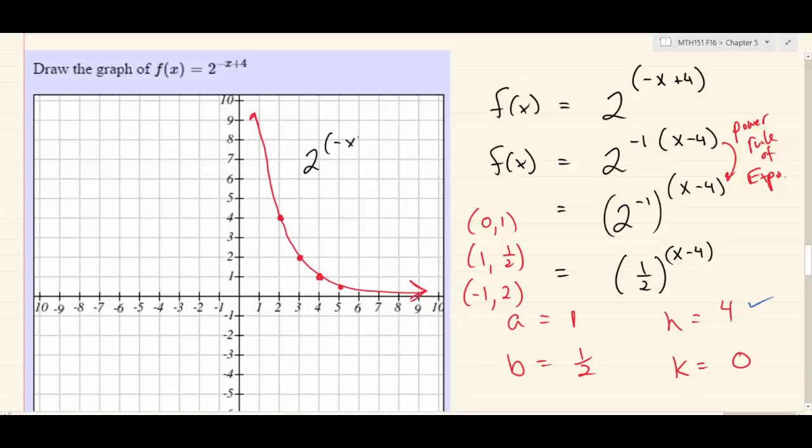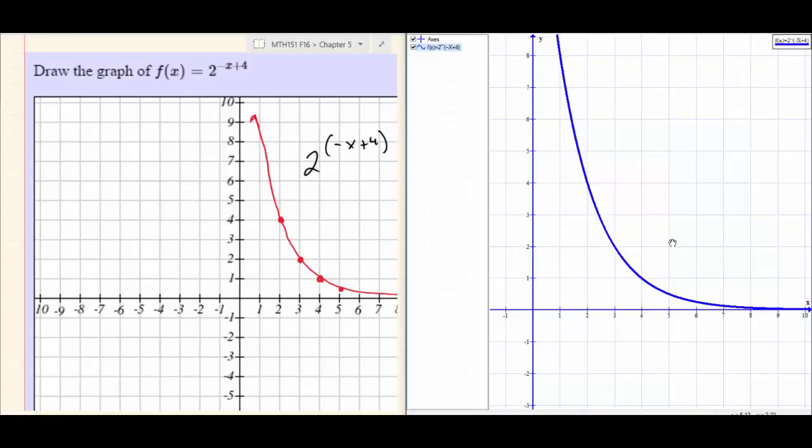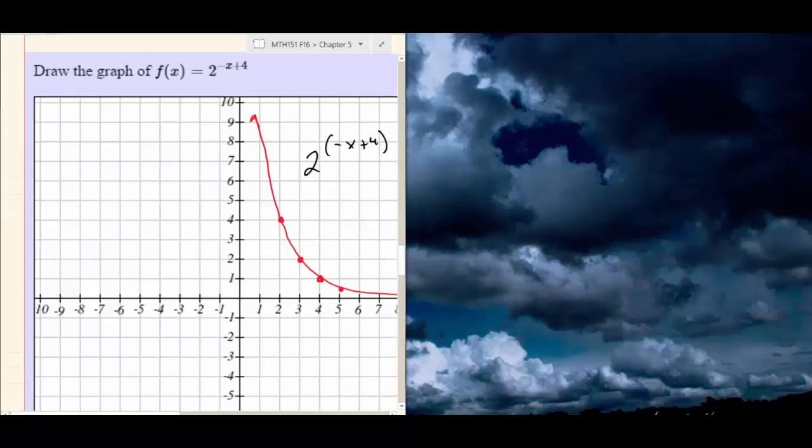2 to the negative x plus 4. We have a point at (2, 4), and they have a point at (2, 4). We have a point at (3, 2). They have a point at (3, 2). I think we graphed it correctly. What we've done so far is we've given you equations and asked you to create a graph. So guess what's next? We're going to give you the graph, and you're going to come up with the equation.